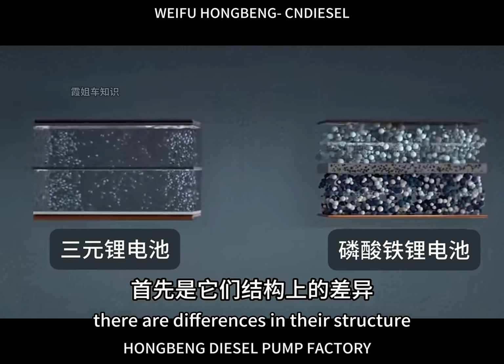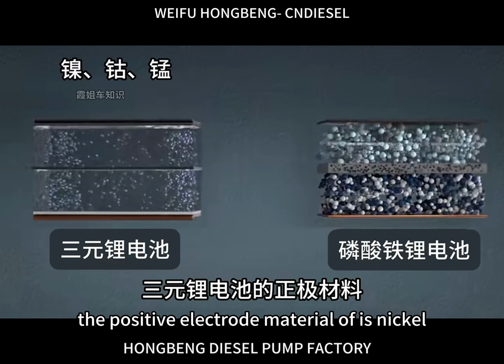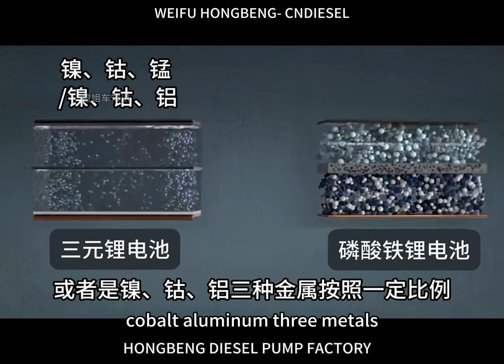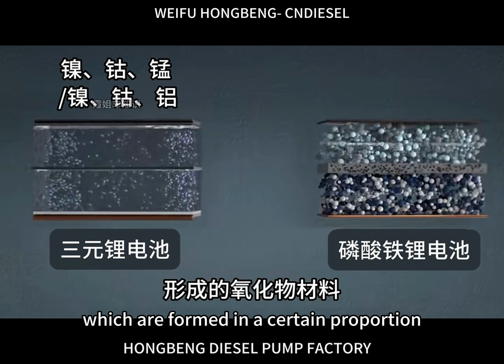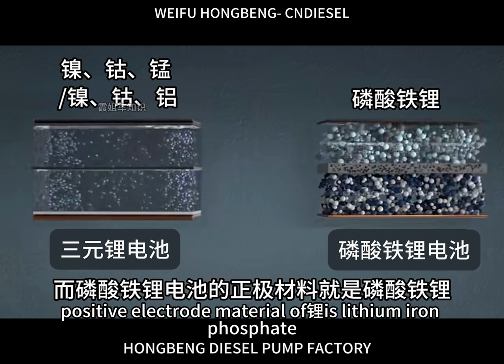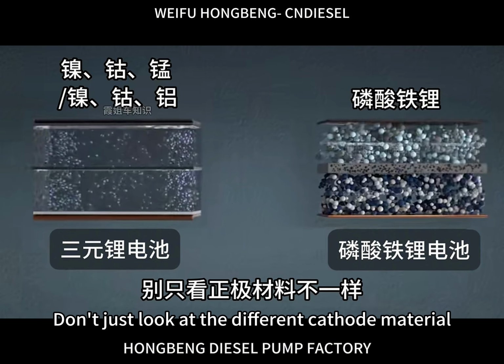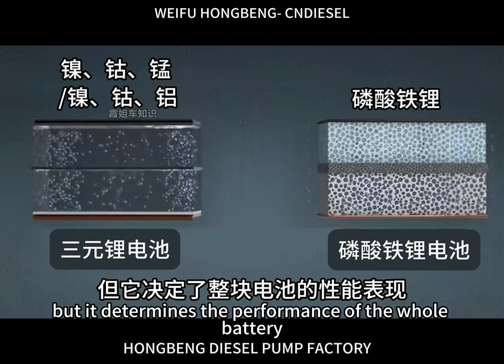First, there are differences in their structure. The positive electrode material of the ternary lithium battery is nickel cobalt manganese, or nickel cobalt aluminum, three metals which are formed in a certain proportion. The positive electrode material of the other is lithium iron phosphate. Don't just look at the different cathode material, because it determines the performance of the whole battery.